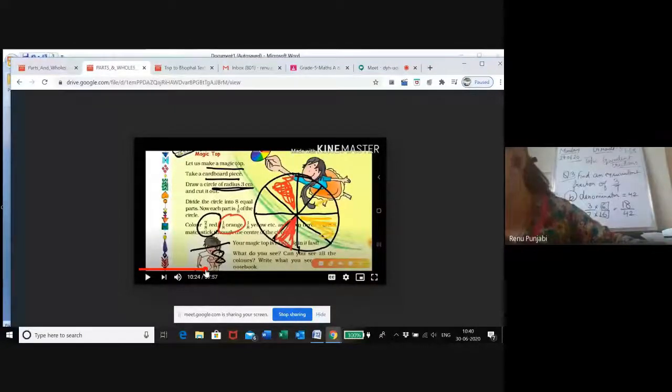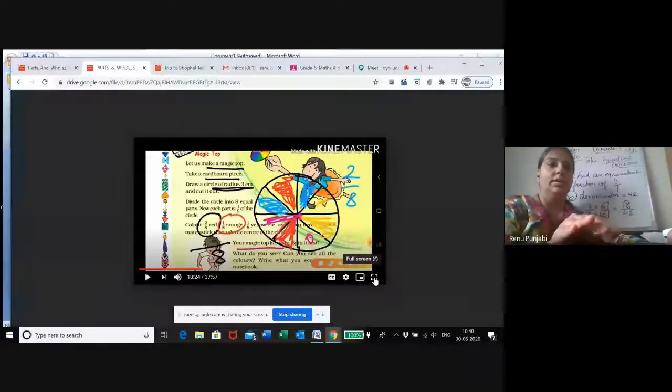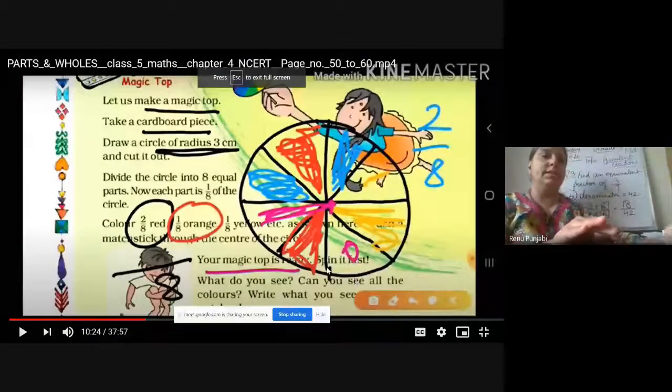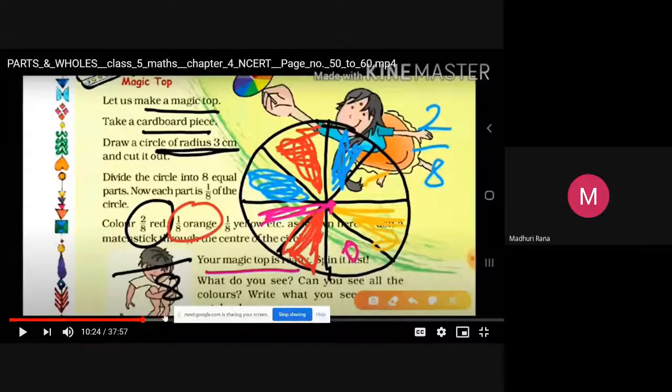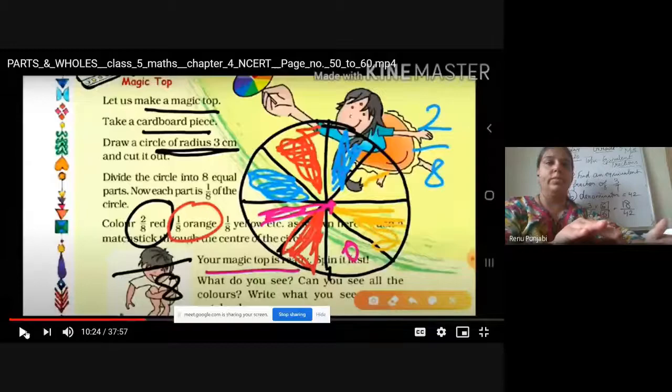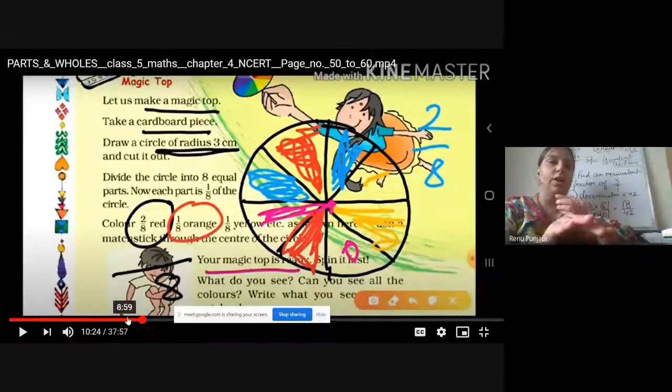Page number 52. Yesterday, we did up to this magic top. Yes, children? Is my screen visible? Yes, ma'am, it is visible. So yesterday we did the spinning top. I hope you all have made and enjoyed the spinning top at home. If you have not made it till now, please make it. You will really enjoy it.